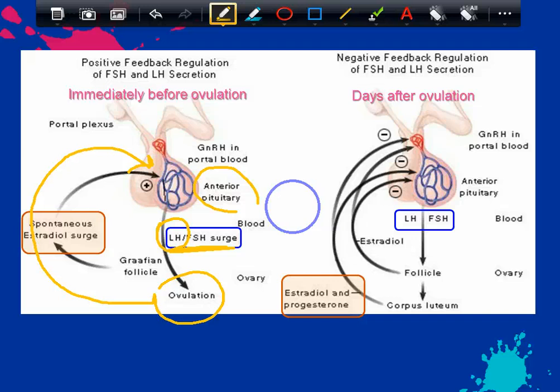Now on the right, after ovulation, the corpus luteum is going to be making hormones. These hormones, again, are estrogen and progesterone. They feed back to the pituitary. Look at the negatives here. And they shut down LH and FSH.